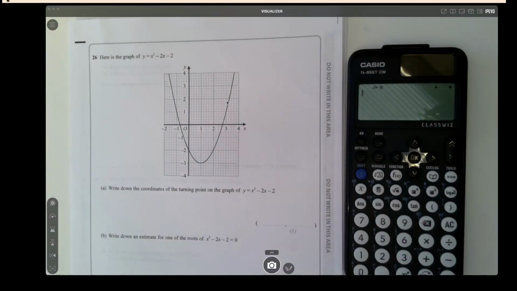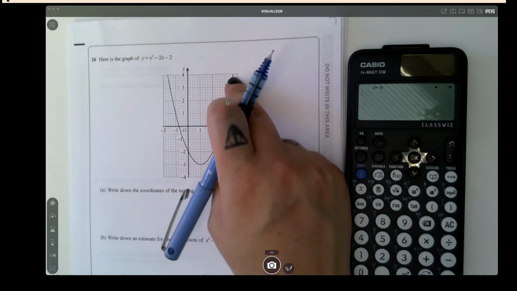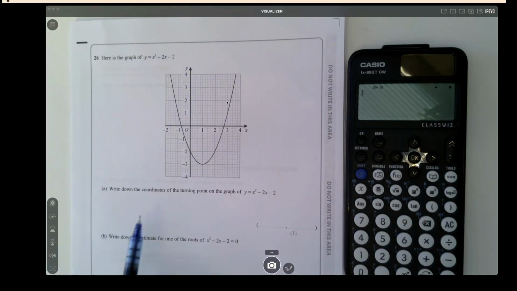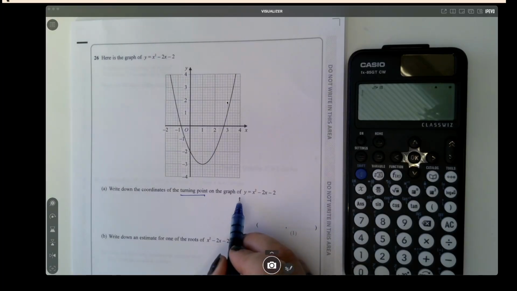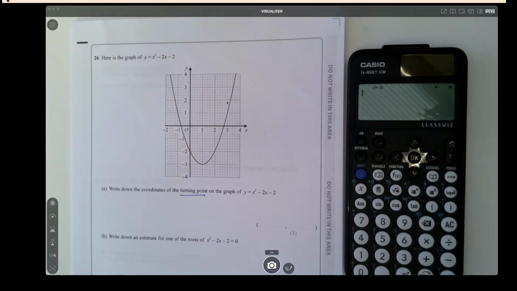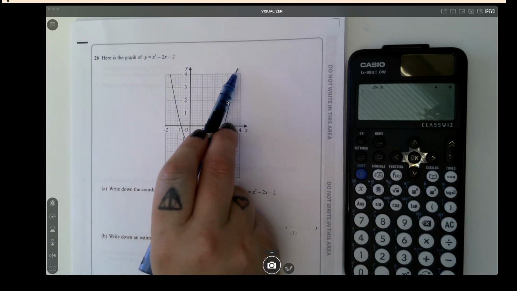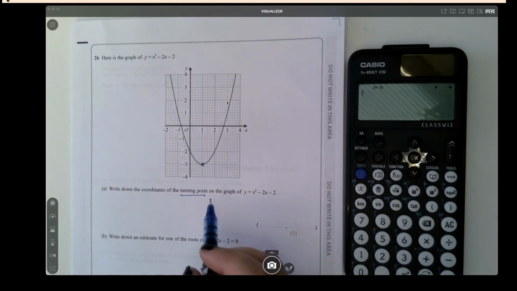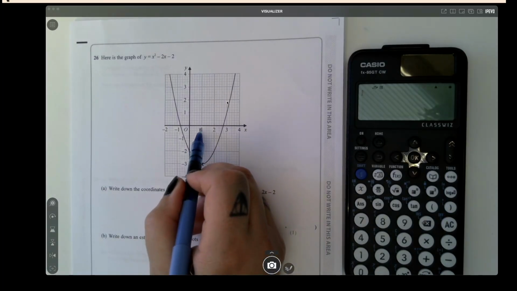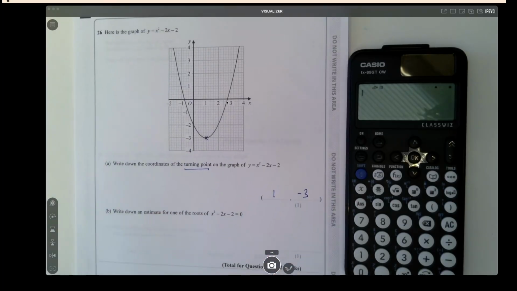Question 26. Here's a graph of y equals x squared, subtract 2x, subtract 2. So this is a quadratic graph. It's a positive x squared, so we've got this U shape here. Part A, write down the coordinates of the turning point of the graph y equals x squared, subtract 2x, subtract 2. So it's the same equation. The turning point is this point on the graph here where it starts to become symmetrical and reflects on itself. So we're going to read the coordinate of this turning point. So x first is 1 and then the y is -3.